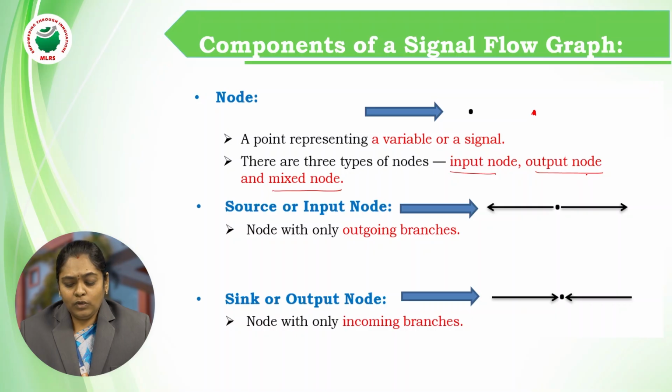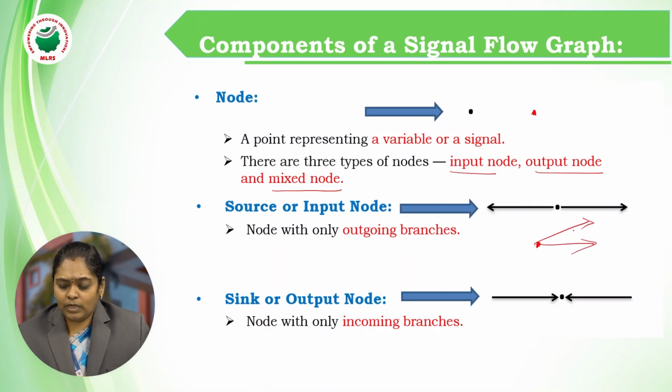The input node is also called a source node, and it consists of only outgoing branches. If a node consists of only outgoing signals from that particular node, it is called an input node. You cannot get any signal into this node, so the input to this node is 0, but there may be n number of branches going out from that node. This is called an input node.